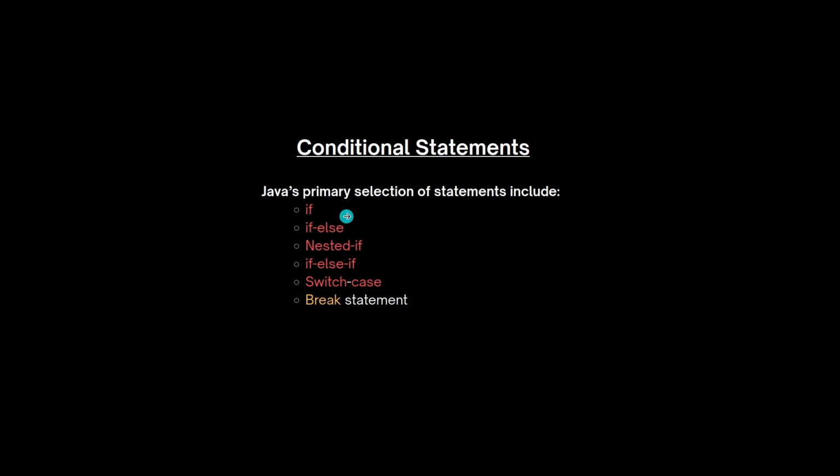Java's primary selection statements include the if statement, if else, nested if else if, and switch case, and inside the switch case we have a jump statement like break. In this video we will focus on all of them, and let's start with the if statement.